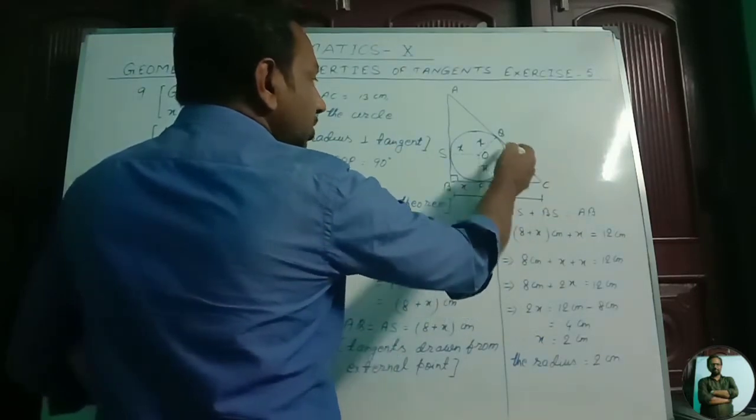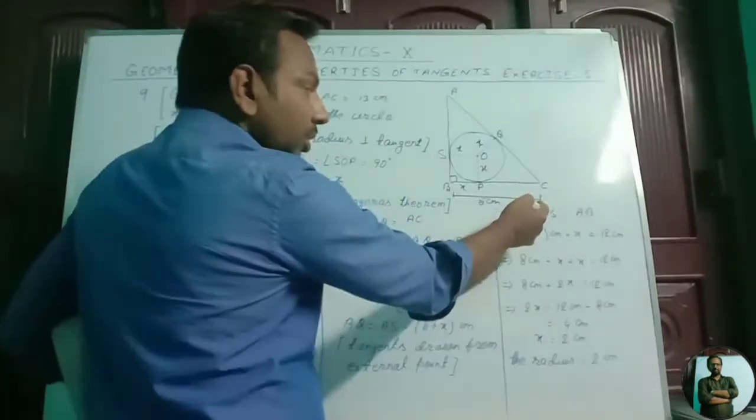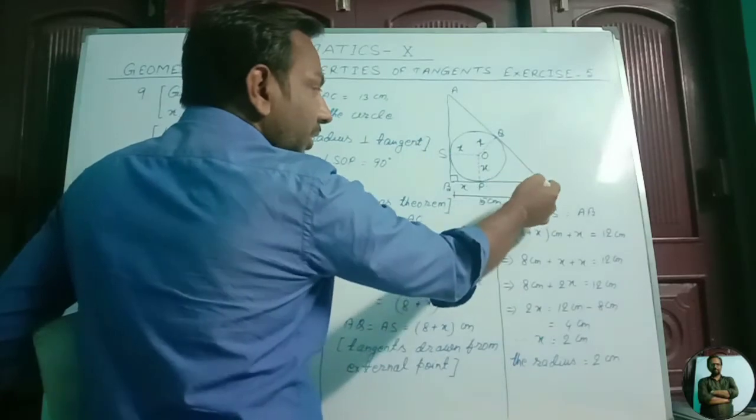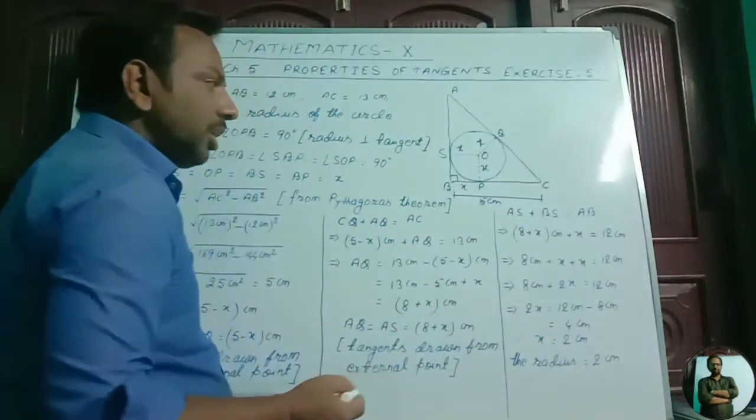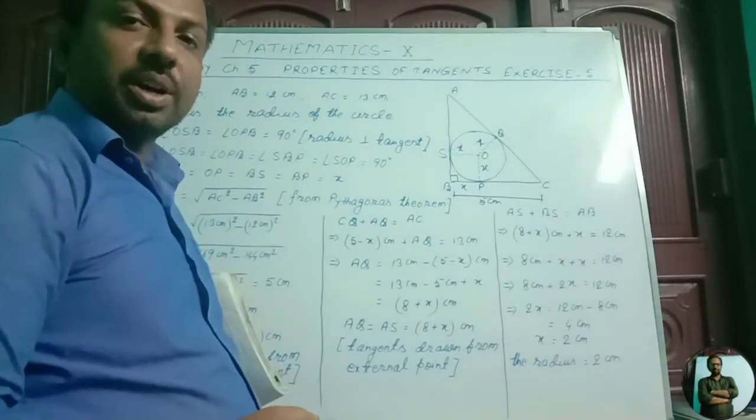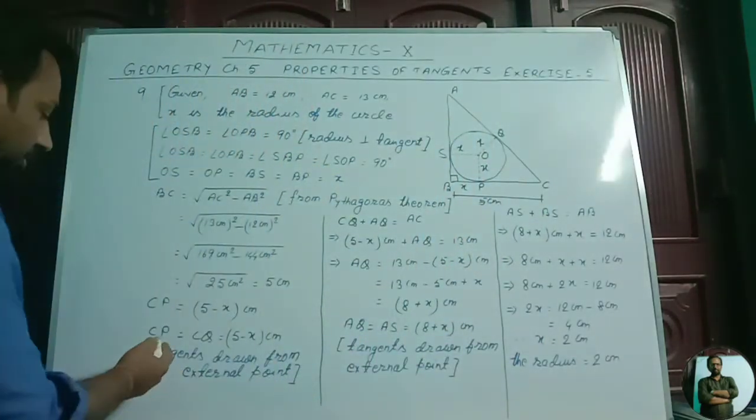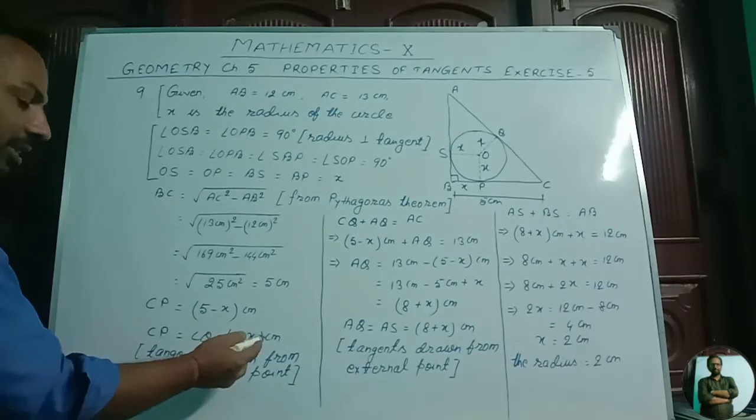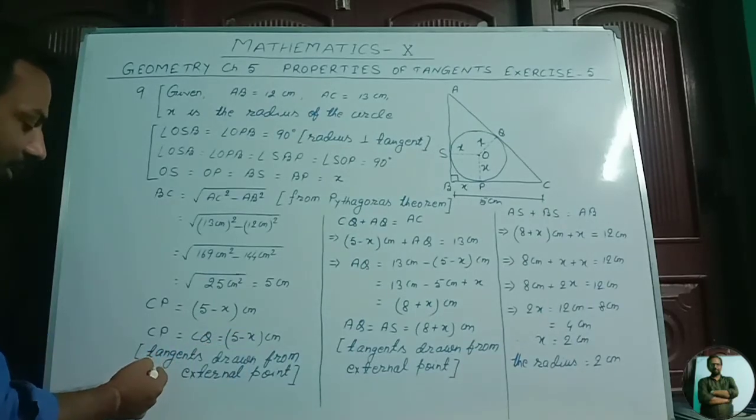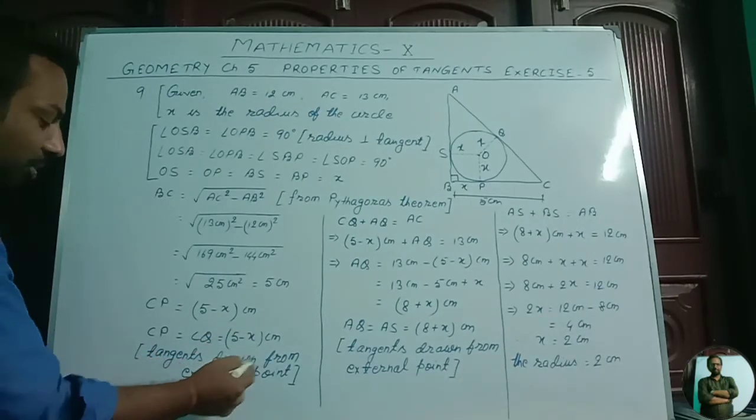And this CP and CQ both are equal. Why? Because these two tangents are drawn from the external point. And theorem says tangents drawn from the external point are equal in length. So CP equal to CQ. So I wrote here CP equal to CQ equal to 5 minus X centimeter. That theorem I have written as the reason, tangents drawn from the external point.